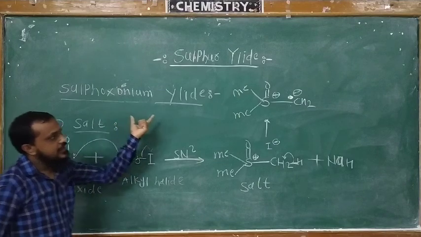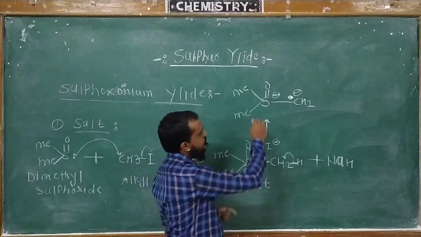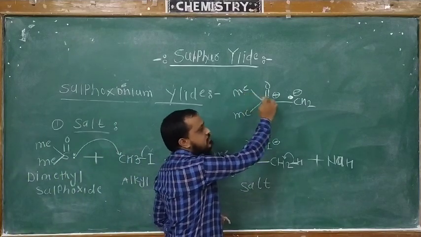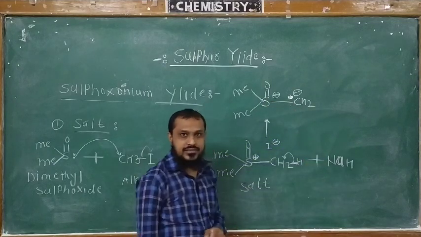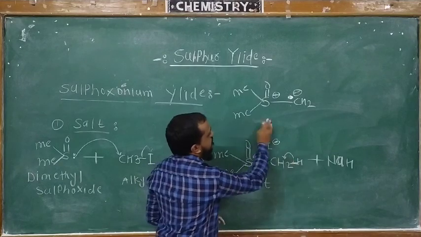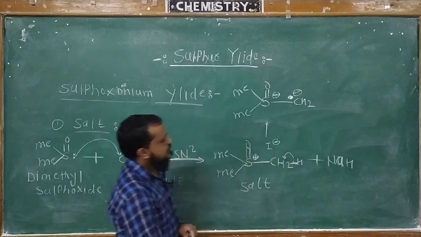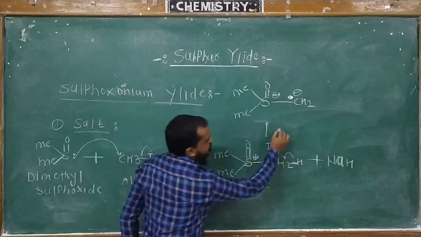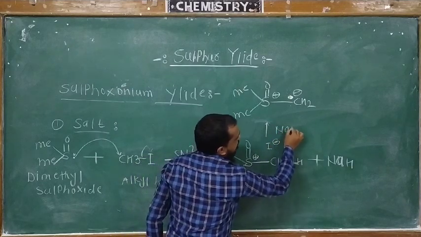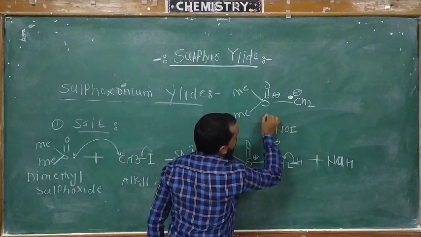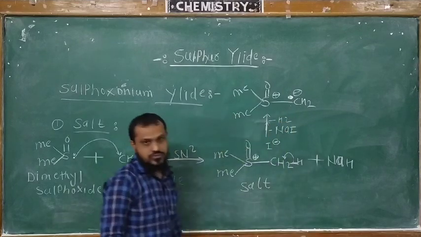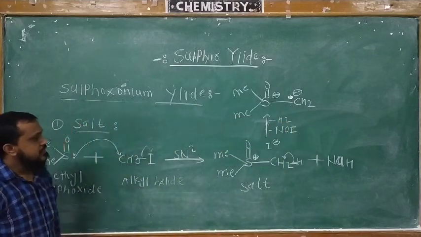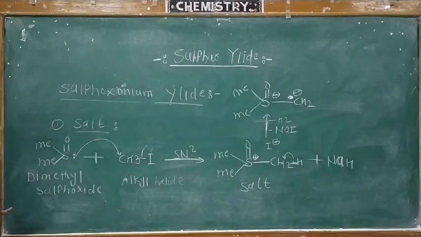Sulfoxonium ylide is also called dimethyl sulfoxonium methylide. Here also byproducts will be obtained: sodium iodide and H2. Sorry, only H2. So this is the preparation of sulfoxonium ylide.